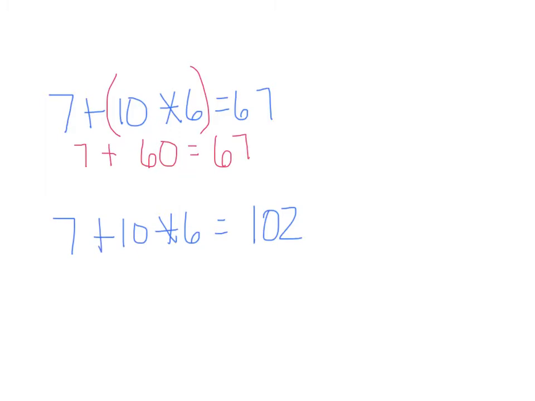7 plus 10 times 6 equals 102. If I got this solution, I would have had to do the 7 plus 10 first, and that's 17. 17 then times 6 is 102. So I'm going to put a little parentheses around the 7 plus 10. So of course we can't have this. We can't have two different people solving a problem and getting different answers. That just simply doesn't work.